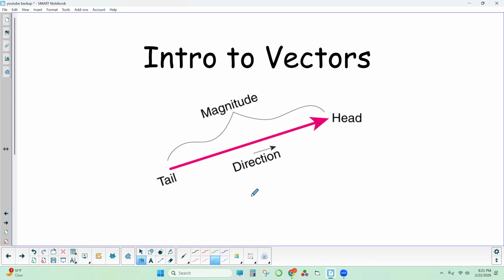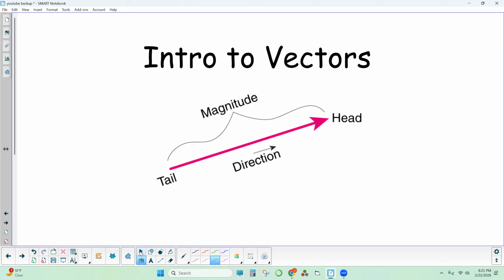So here it is depicted by an arrow. The arrow has a tail and a head and its length is its magnitude. So the longer the arrow, the larger the magnitude. And the arrow is pointing to a specific direction, and so it has direction and magnitude, therefore it is a vector.